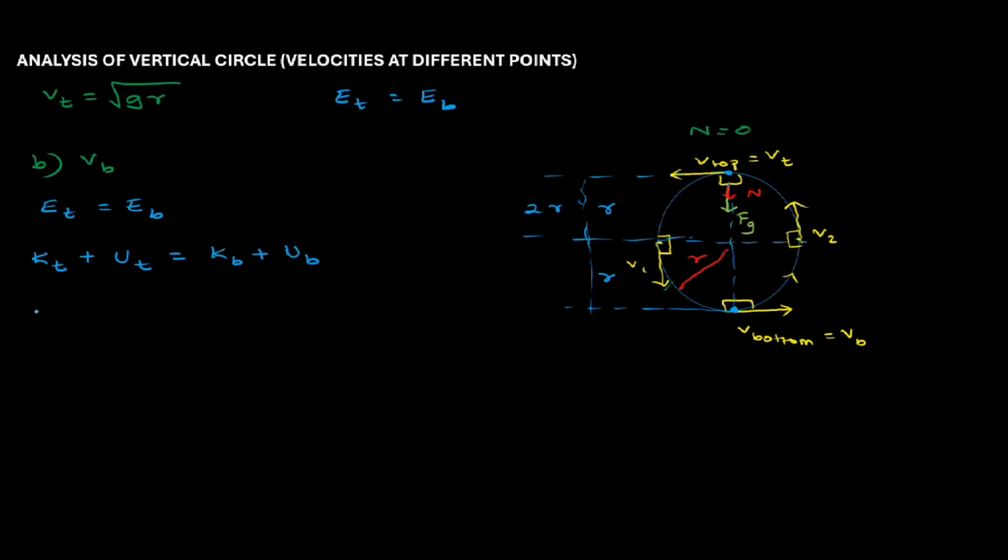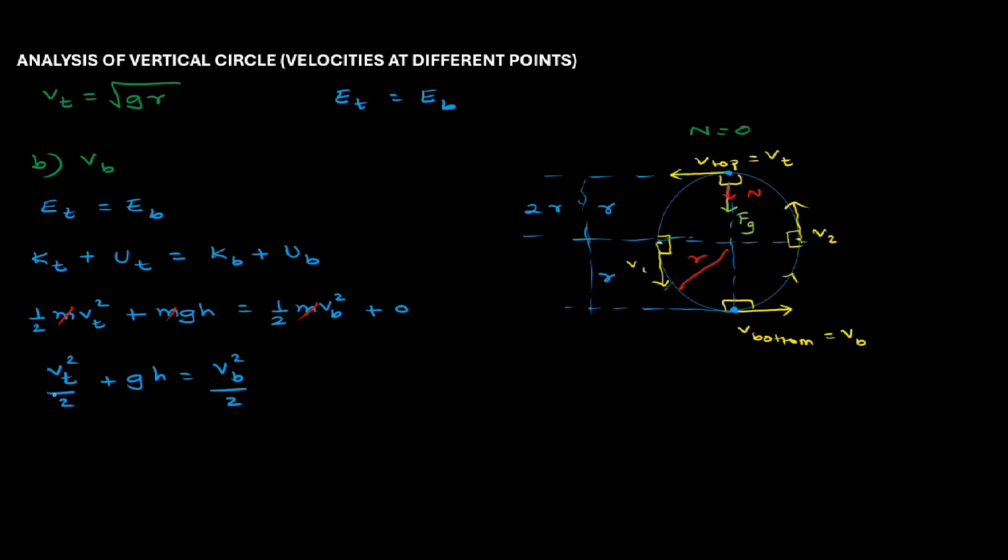Kinetic energy at the top will be half m v at the top squared, and potential energy at the top can be written as m times g h, which will be equal to kinetic energy at the bottom. I will write half m v bottom squared. Potential energy at the bottom will be zero because here the object is not raised at any height. Then we cancel off the m here, which is common in all the terms, and rewrite our expression as vt squared by 2 plus g times h equals vb squared by 2.